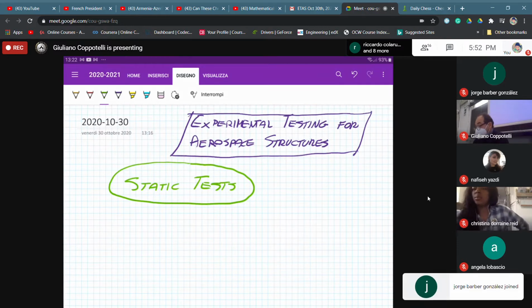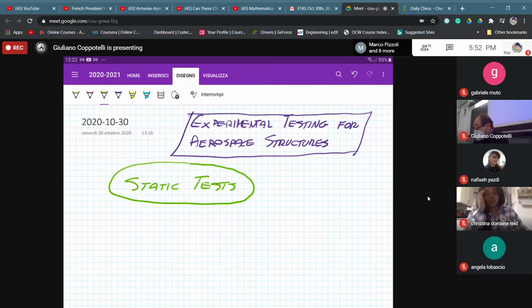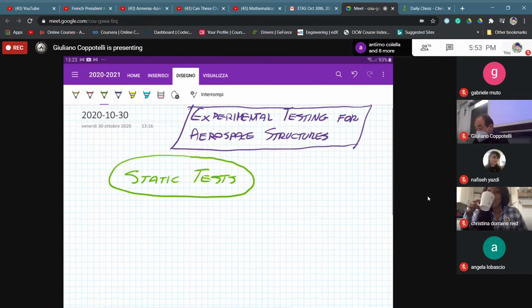And these tests are very important in the aerospace field because they allow us to have important information concerning our design, our structure. What is, according to your feeling, according to your experience, this information? So why are these static tests very useful? That is a question for you.